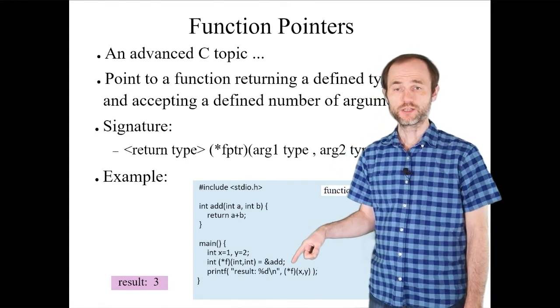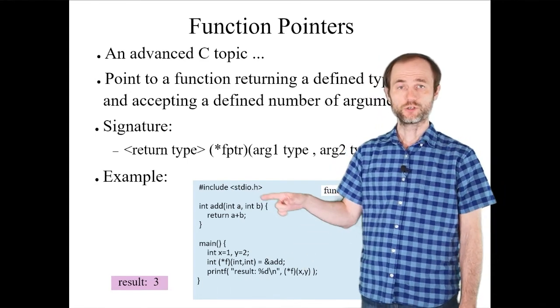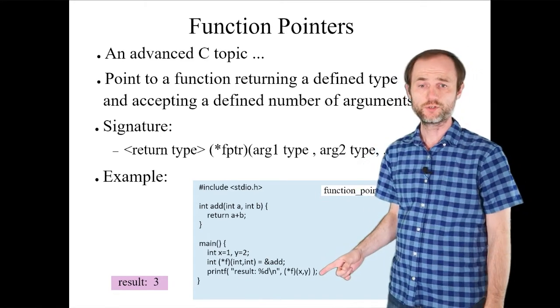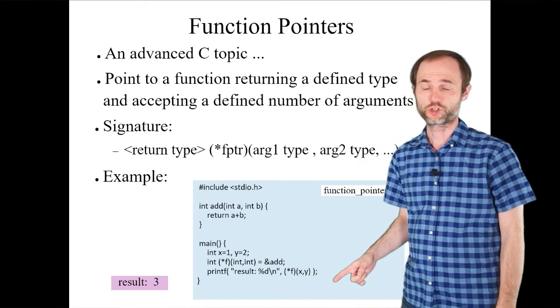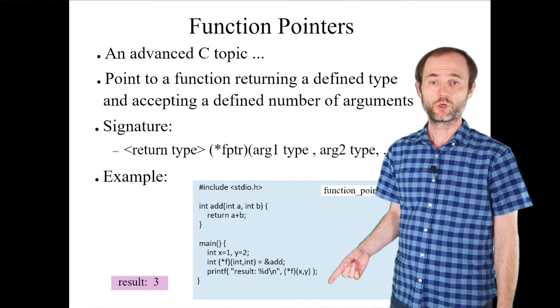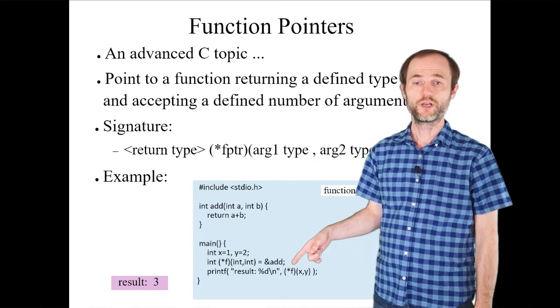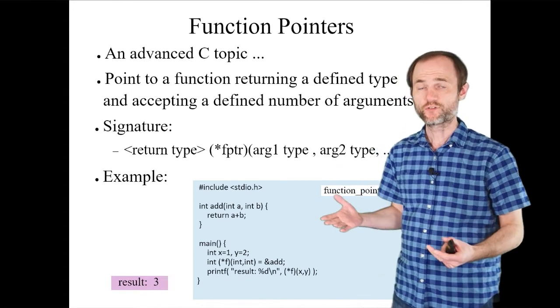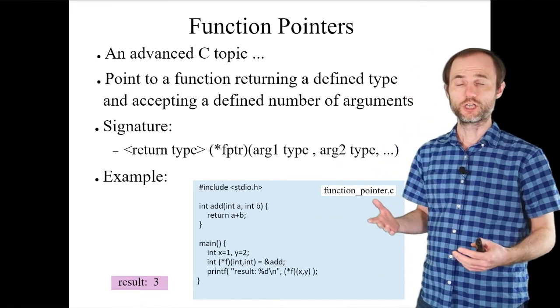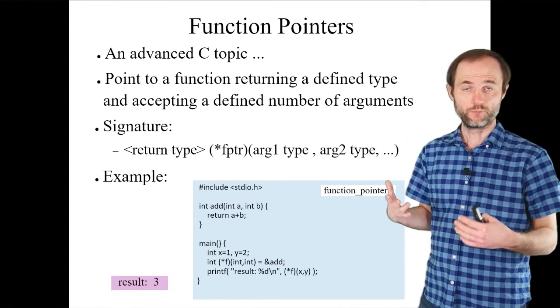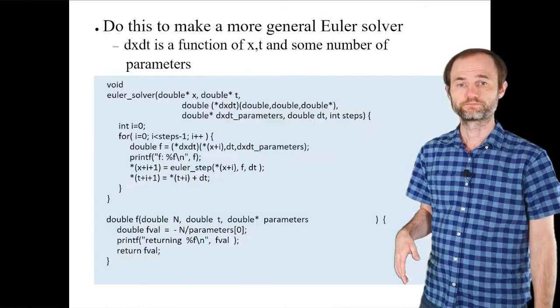And then it defines a function pointer to a function that accepts 2 integers and returns an integer itself, which matches this definition. And it assigns this pointer to the address of this add function. And then it prints out the result of calling this function, just as we would call the function add itself, except here we write star f, dereferencing the function pointer, just like we would dereference a pointer to a variable.